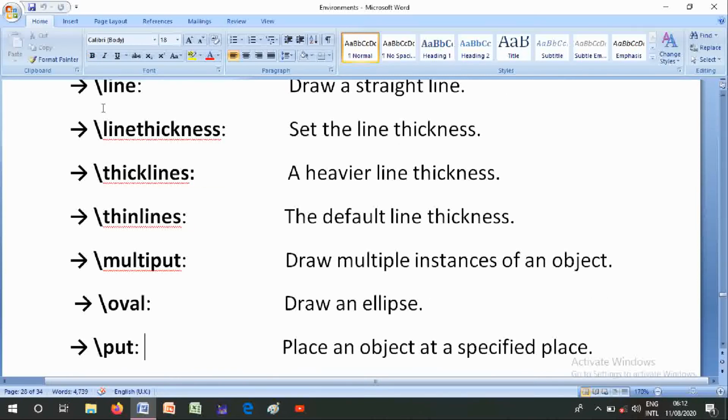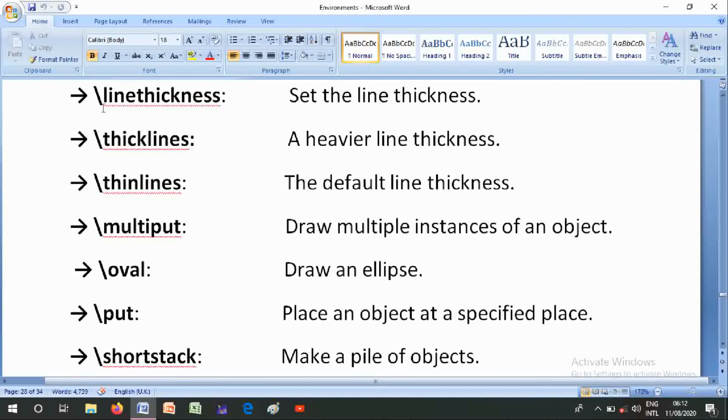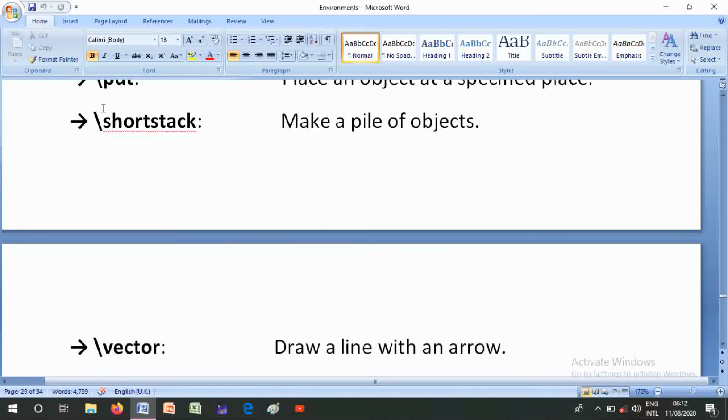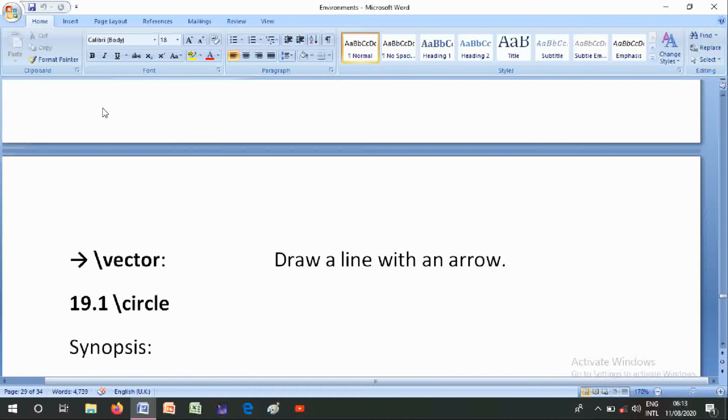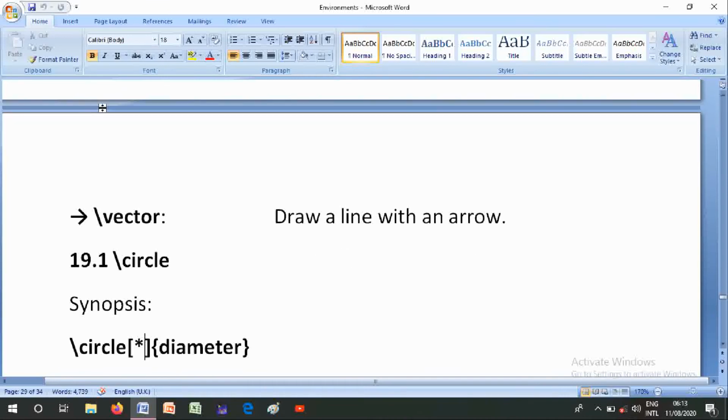\oval, draw an ellipse. \put, place an object at the specified place. \shortstack, make a pile of objects. \vector, draw a line with an arrow. And we will discuss these briefly.